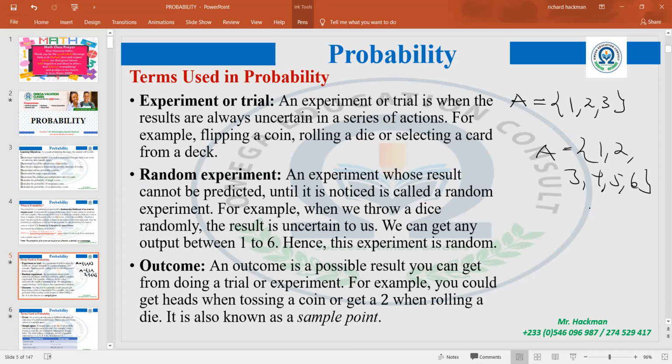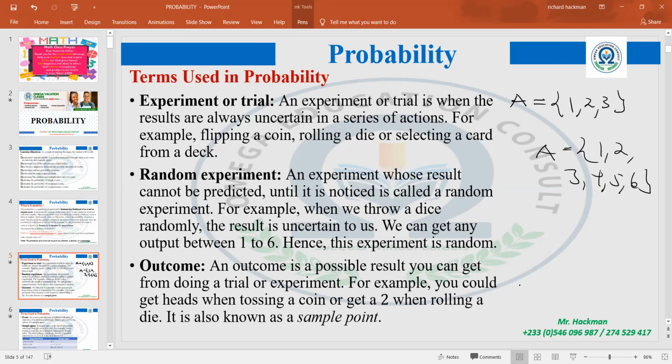Yes. Very good. So for example, you could get a head or heads when tossing a coin, or get a 2 when rolling a die. So the head is what we call the outcome. The 2 is what you call the outcome of that experiment. And we can also call outcomes sample points. So another name for outcome will be sample point, as simple as that.